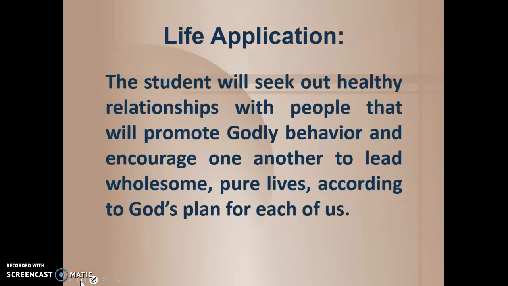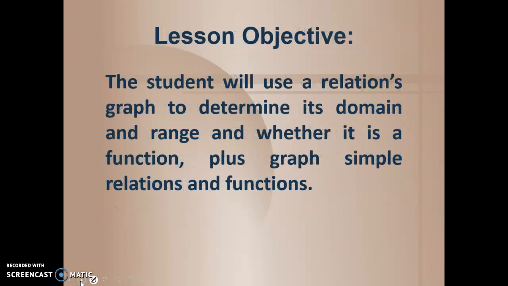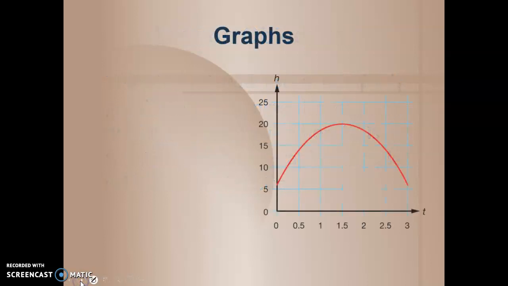We want to make sure that we seek out and choose healthy relationships with people who are going to help us do things that are encouraged in God's Word. Our lesson objective for today is that you, the student, will use a relations graph to determine its domain and range and whether it is a function. Plus, you'll graph some simple relations and functions. So we're really going to look at graphing our relations this time around.